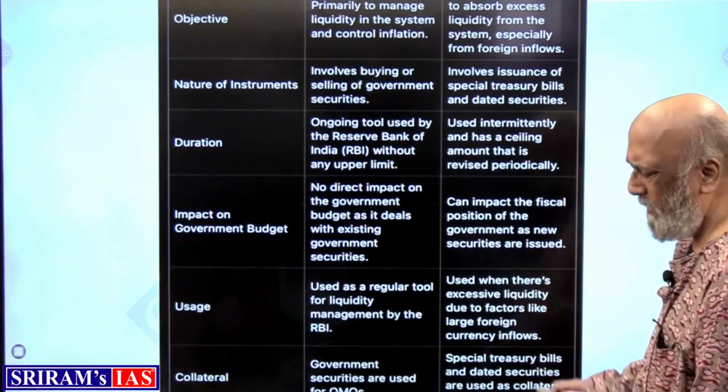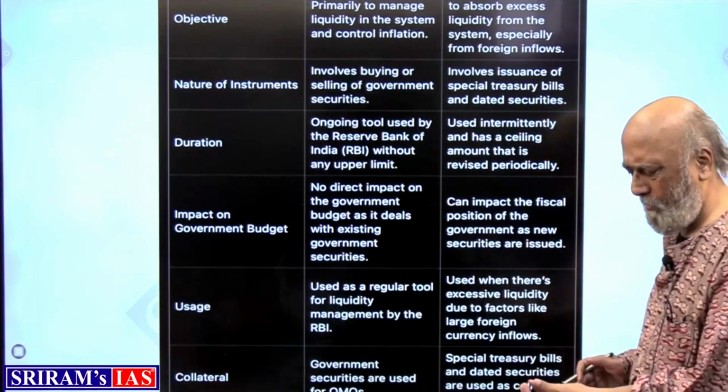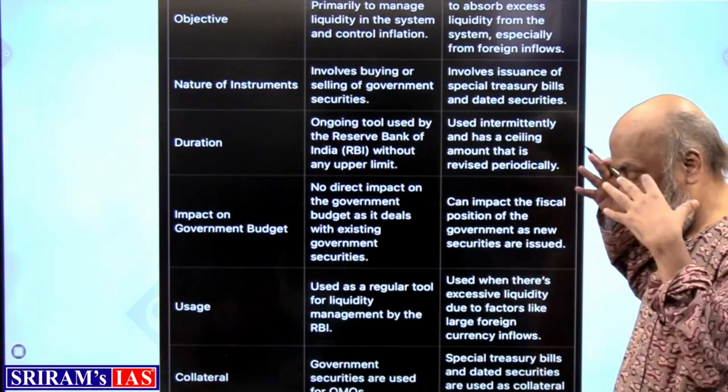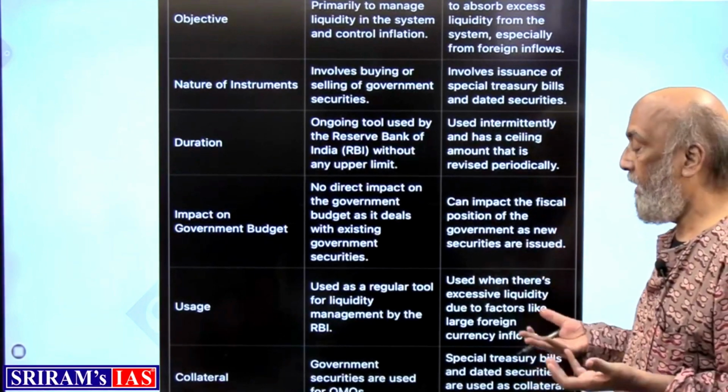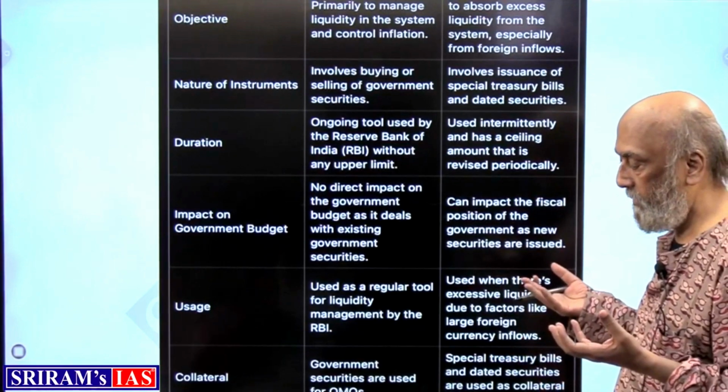Excess of liquidity, too much liquidity. OMOs are for normal amounts of liquidity. There's an avalanche of liquidity. How do you manage that? Only by MSS.